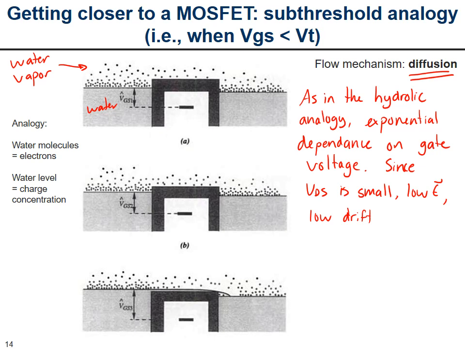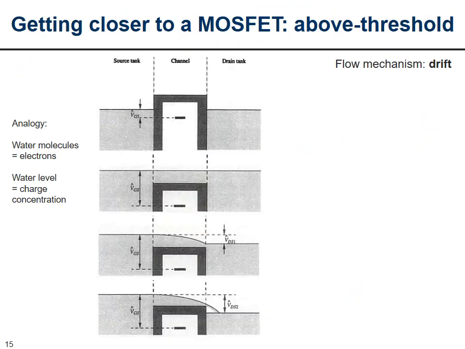Now, as soon as that gate barrier or the dam height starts to get low enough, to the point where you do start to get a little bit of possibility to have some flow of actual water, not just vapor across, that's what we would call, at least in a MOSFET analogy, moderate inversion. Okay, so weak inversion is our subthreshold. Moderate inversion is when VGS is just about equal to VT. So this is the analogy in subthreshold.